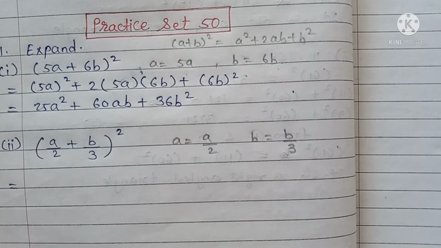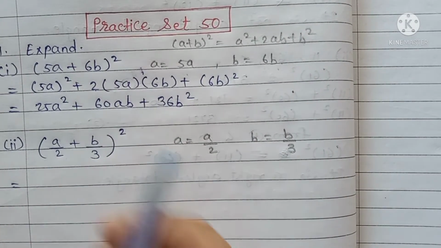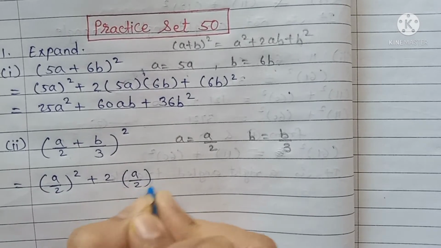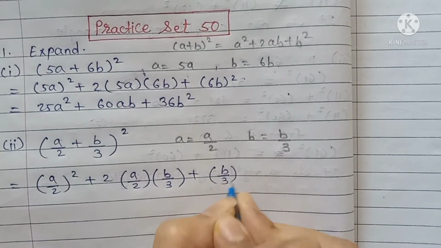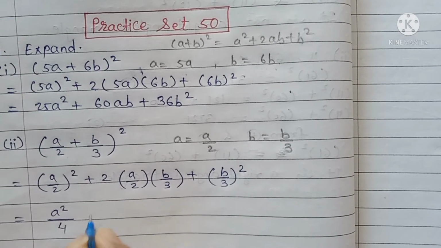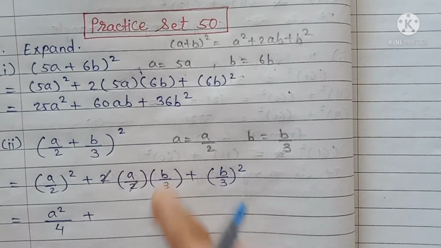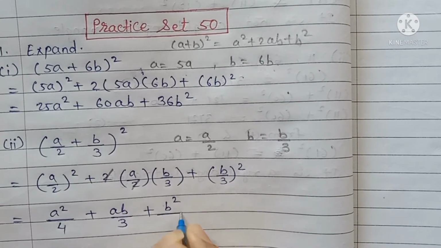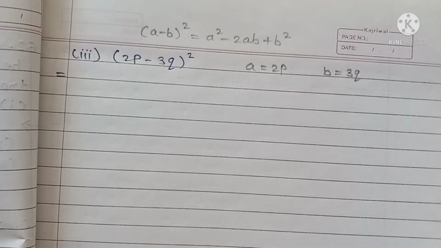Next, (a upon 2 plus b upon 3) square. Here a means a upon 2 and b means b upon 3. A square means (a upon 2) square, plus 2ab means a upon 2 multiplied by b upon 3, plus b square means (b upon 3) square. (a upon 2) square means a square upon 2 square is 4. Plus here 2, 2 get cancelled. What is remaining? ab upon 3, plus b square upon 3 square is 9. This is our answer.